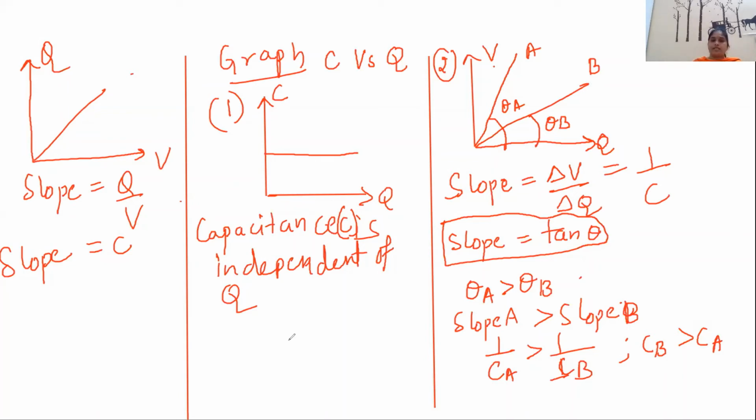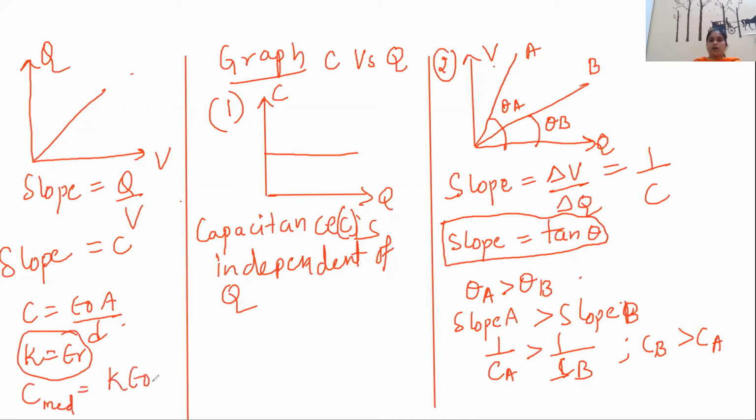Now we have seen that the capacitance formula is epsilon naught A by D. If a dielectric is introduced having dielectric constant epsilon R equal to K, then the capacitance of the medium introduced will be K epsilon naught A by D. Remember, when the capacitance of the medium is taken, it is K epsilon naught A by D. This is the point we have to keep in mind. Now, basing on this, we will do some problems.